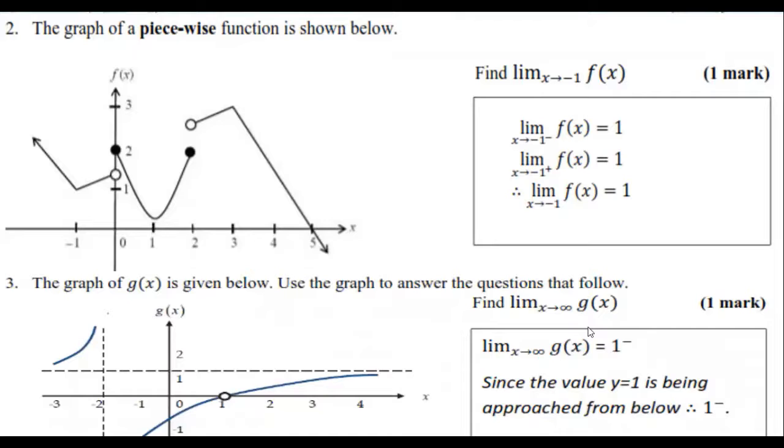Next one, the graph of g of x is shown below, and you have to find the limit as x approaches infinity. Looking at the graph, it says infinity, which means positive infinity. Positive infinity means a very large x value. The x values are increasing this side, 0, 1, 2, 3, and so on, all these numbers increasing towards the right. So it is approaching positive infinity.